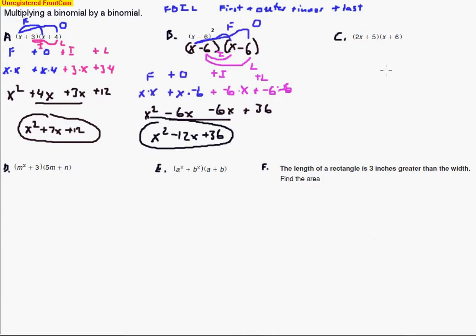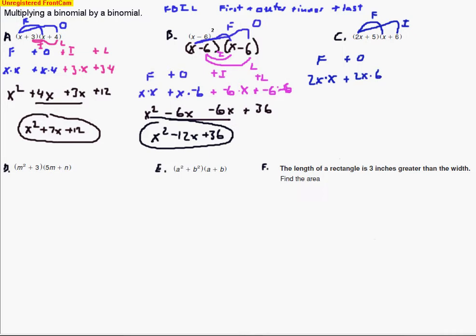Well, here's another one, a little different, because now we have a coefficient in front of one of these terms. So let's go ahead and try it. Remember, our first terms are 2x and x. Those are the first terms, 2x times x. Then we move on to the outside terms. Outer terms here are 2x times 6. Notice again, you're multiplying 2x by both numbers inside the other set of parentheses. So the outside were plus 2x times 6.